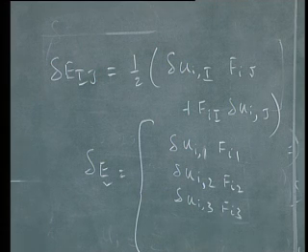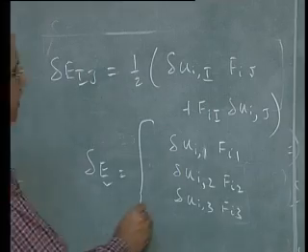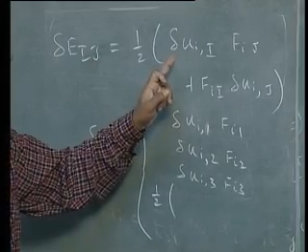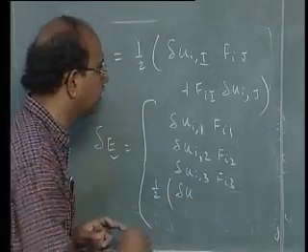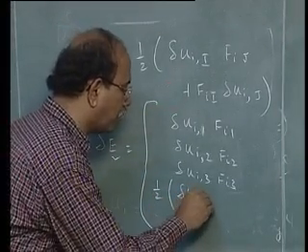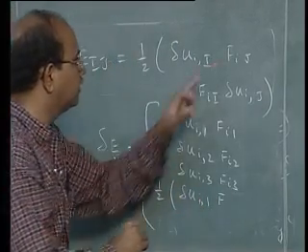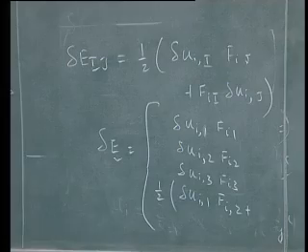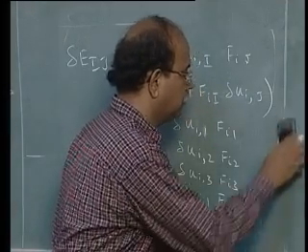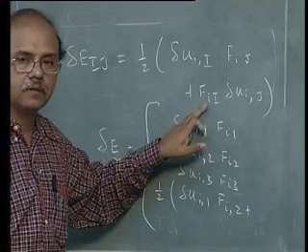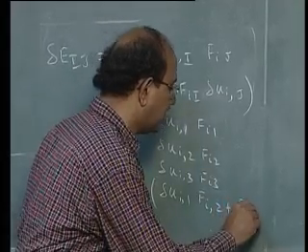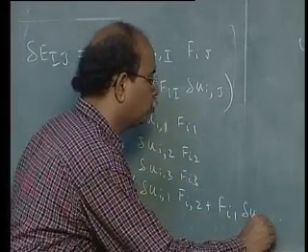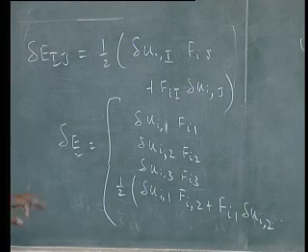How do I write this down? Half of δE_12 is δu_i,1 F_i2 plus, second term here, F_i1 δu_i,2, where summation of i is intended.